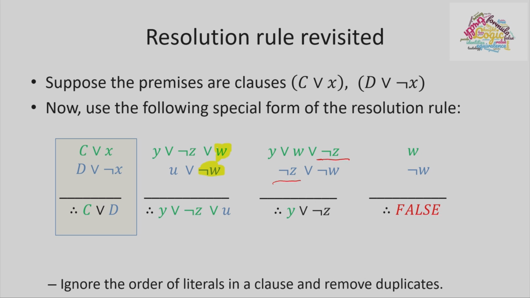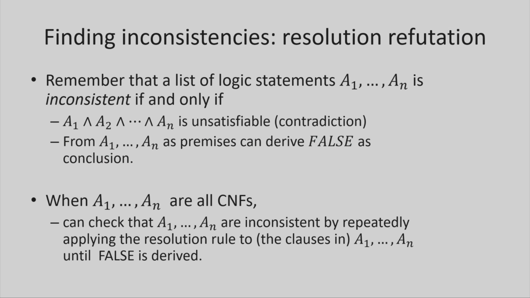So how can we use resolution to prove things, to solve problems? Where resolution really shines is finding inconsistencies. So if you have a list of logic statements, A1, A2, and so on to AN, remember that they're inconsistent if the AND of them is a contradiction, is unsatisfiable. There is no way to make it true. And remember that we were saying that you could derive false as a conclusion from a list of premises if and only if they are inconsistent.